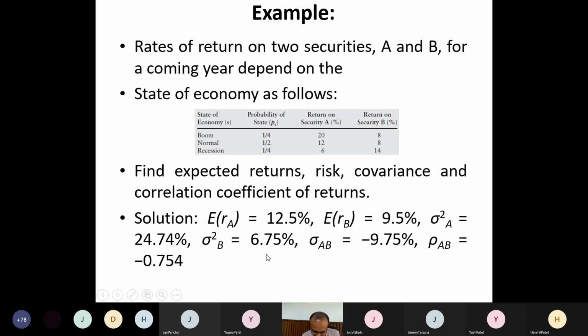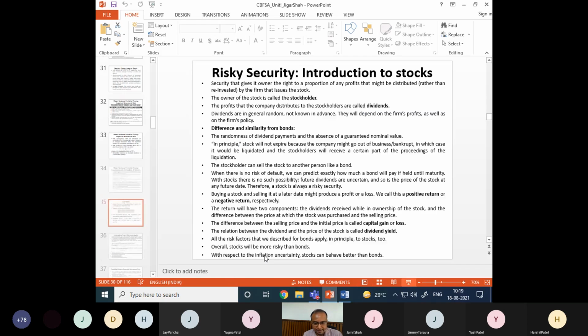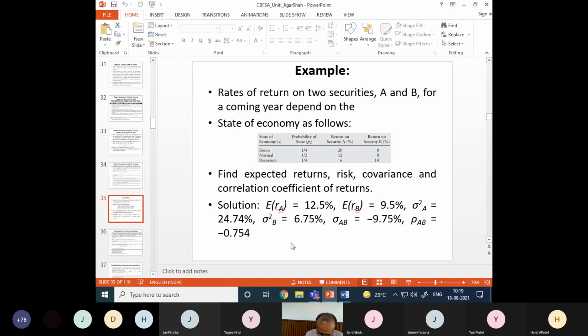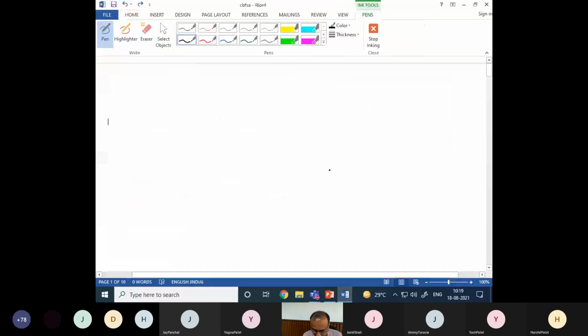Okay, so let me summarize this in Notepad first, and then we discuss this example, and then we move to portfolio management. So I hope these terms are clear. Any doubts so far, you can ask me. So let me use the pen, and what we have seen.